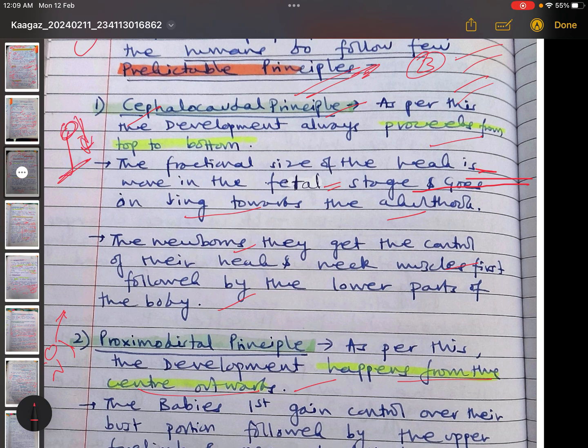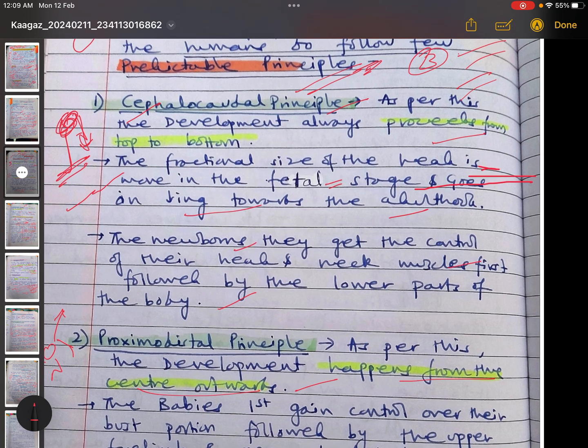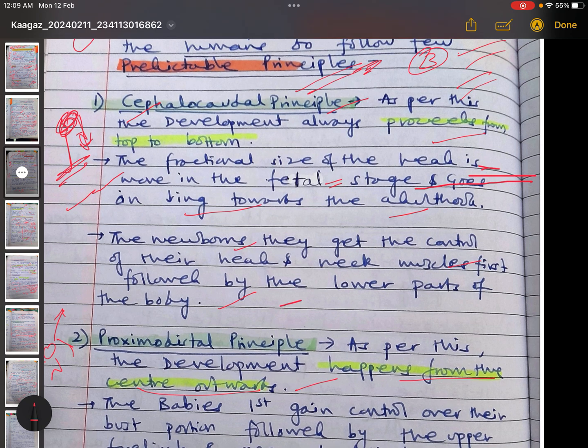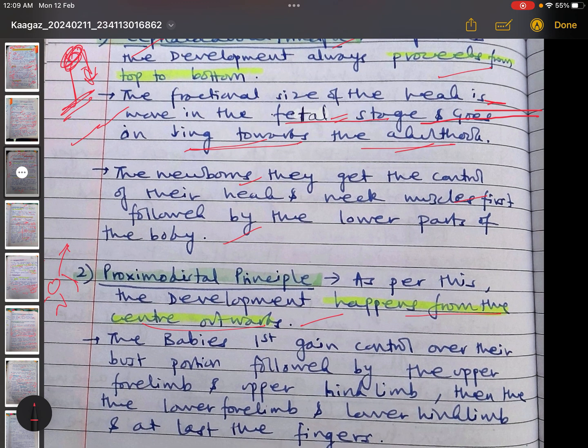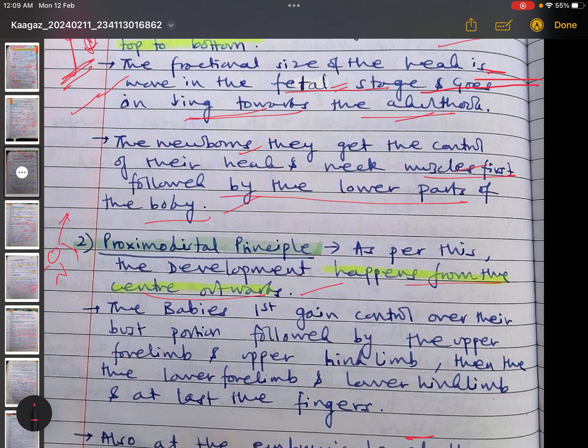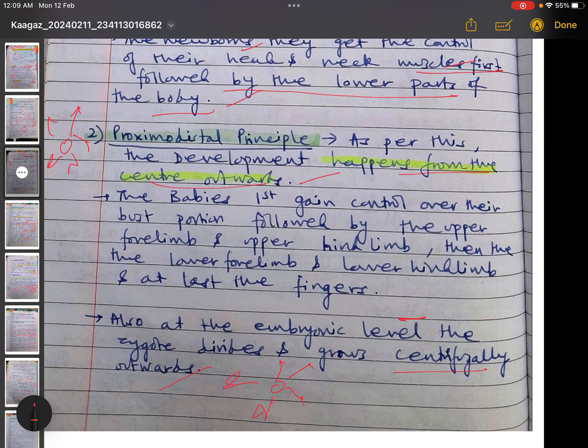Usually you see when babies are born, their head is heavier than other parts of the body, but when the baby grows, the head part becomes less heavy and the weight spreads uniformly. So the fractional size of the head is largest in the fetal stage and goes on decreasing towards adulthood. Newborns get control of their head and neck muscles first, followed by the lower part of the body. And next is proximodistal.